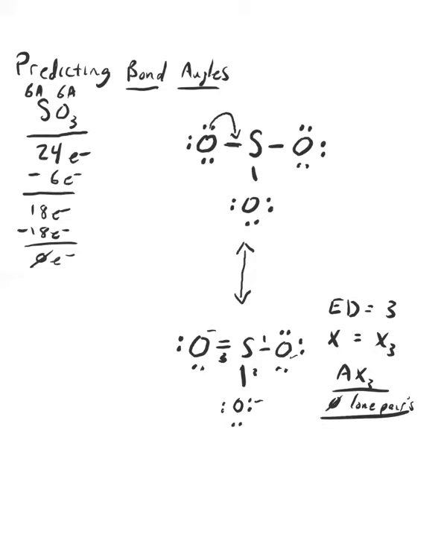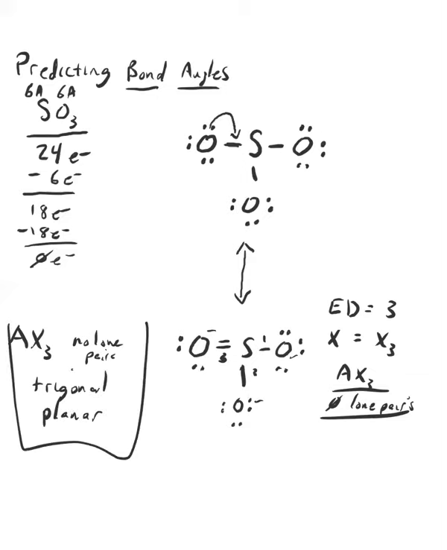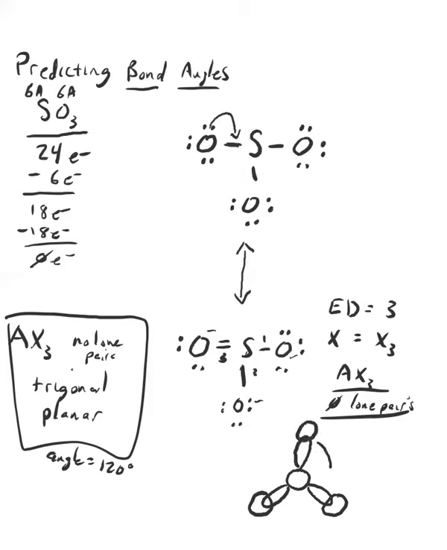You just go back to our previous table. The previous table was AX3 with 0 lone pairs. That was trigonal planar, right? That was trigonal planar. And so there you go. So now you know it's trigonal planar. Well, what's the angle for trigonal planar? 120 degrees. Okay. So really what's happening then is the sulfur is at the center, and you've got 3 oxygens attached to the sulfur via these electron domains. So here's your oxygens. And the angle's around 120 degrees.